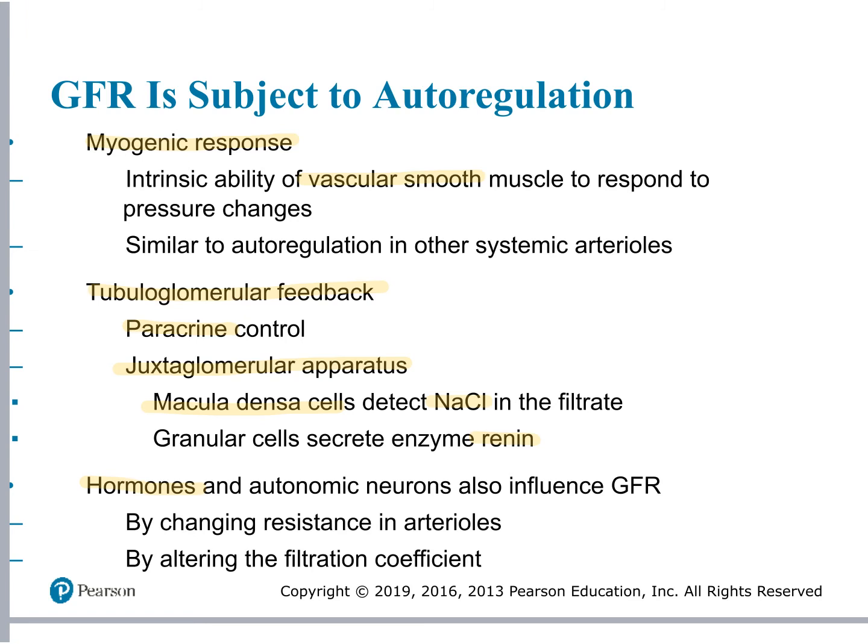Then we have hormones that affect the smooth muscle like epinephrine and norepinephrine. If they vasoconstrict the afferent arteriole, then blood will bypass around it, and that's how we can bypass the kidneys when you're in a fight or flight mode or the sympathetic nervous system mode.